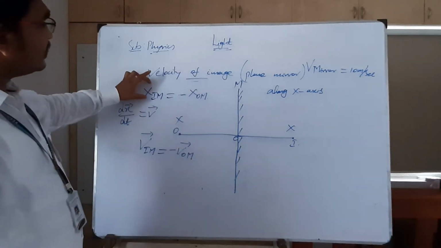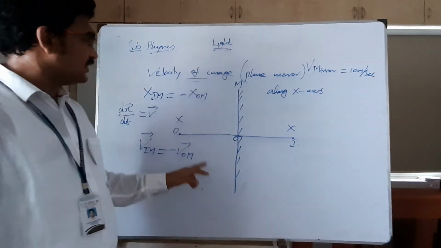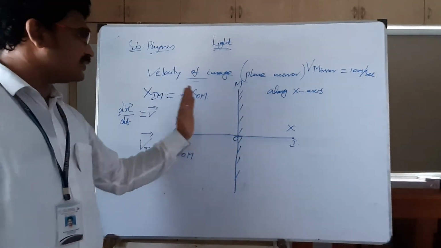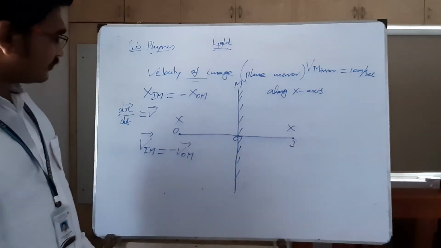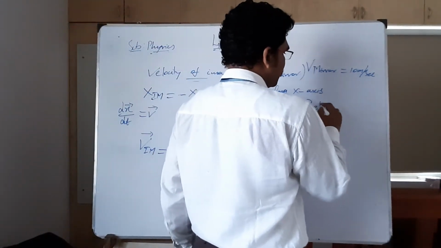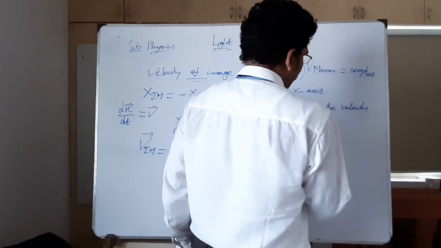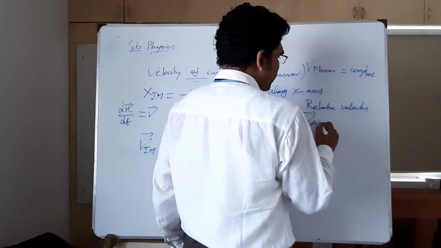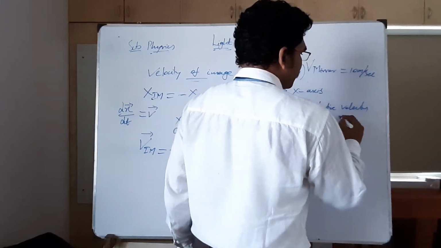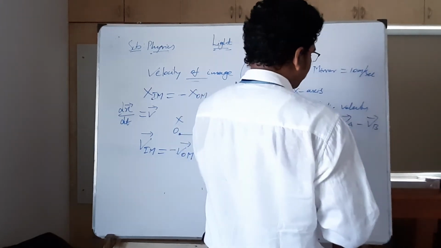So here we can say this is the x coordinate of image with respect to the mirror. It is at a distance of x. Okay, this is object distance and this is image distance. Now whenever I am taking relative velocity, if I say relative velocity of AB is nothing but velocity of A minus velocity of B.